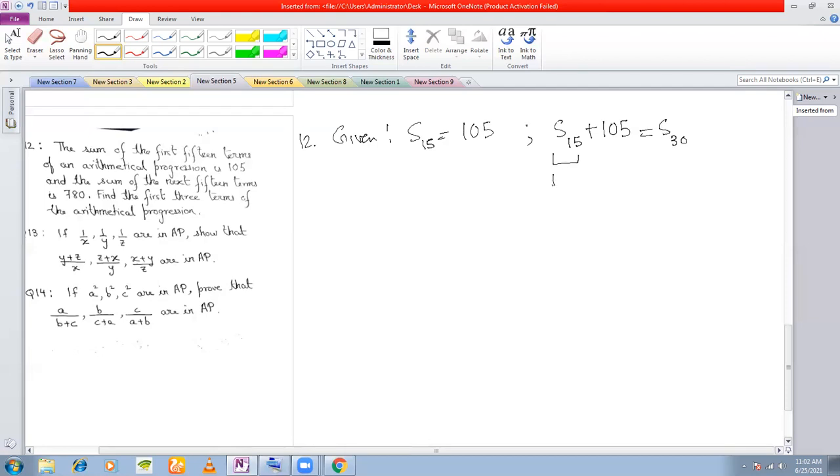First 15 plus next 15 will be equal to the sum of the first 30 terms, right? Yes, sir.